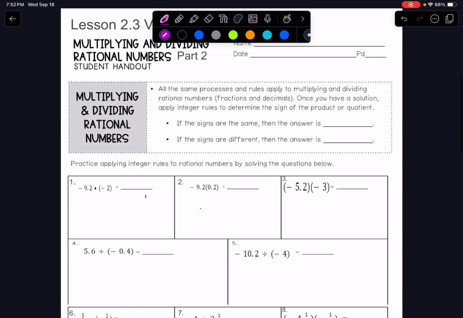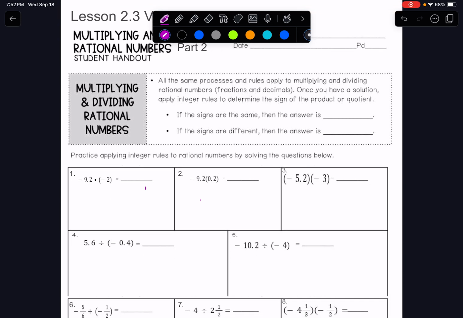Let's begin. So first, review our multiplication and division rules, guys. If we multiply same signs, what do we get? A positive answer. And if we multiply different signs together, we get a negative answer.